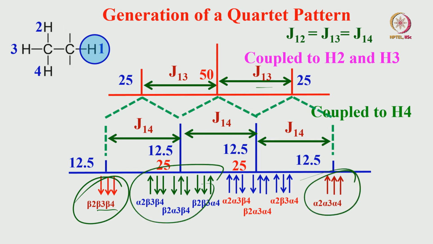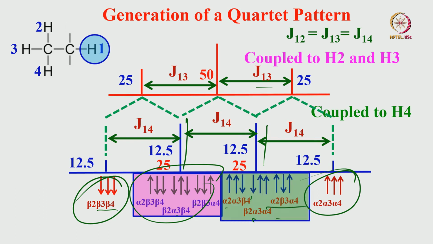Here there are 3 possibilities: alpha beta beta, this is alpha, this is beta beta, beta beta alpha. 3 possibilities. Here alpha alpha beta, beta alpha alpha, alpha beta alpha. These 3 such possibilities are there, and they are indistinguishable. That is why 3 intensity. That is why here also 3 intensity. This is the way you have to understand NMR.